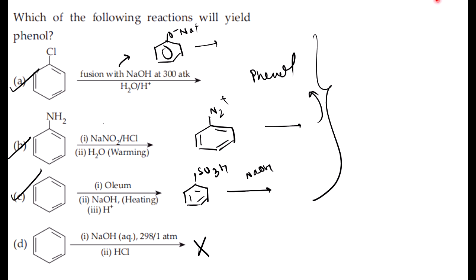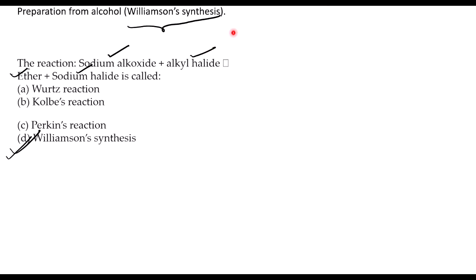Next, let's go for our next concept: preparation of ether from alcohol. So the preparation of ether from alcohol is Williamson synthesis, and ether preparation by Williamson synthesis is very important. What will be the reagent, what type of reaction, and what is the name?